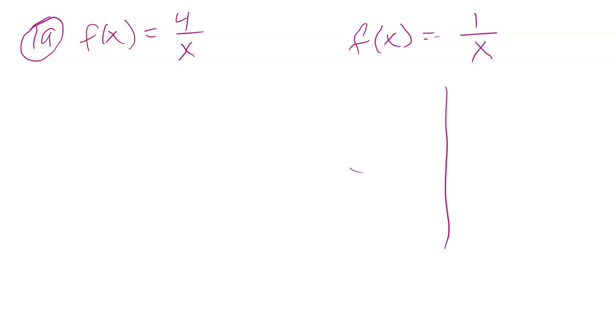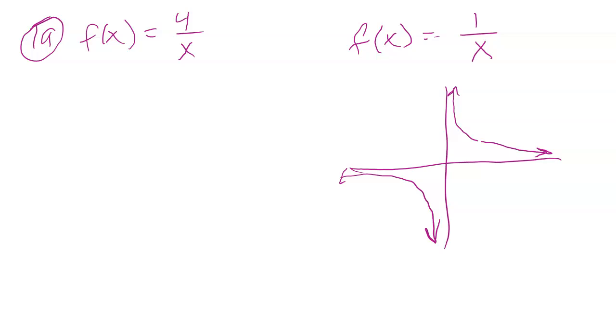19. f of x is equal to 4 over x. Okay, so you can graph this how you've been graphing rationals. I don't really care about intercepts and plotting points. It's no big deal. But I think they want you to treat this as a parent function. My parent function looks like this. It has a vertical asymptote at 0 and a horizontal asymptote at 0 as well.